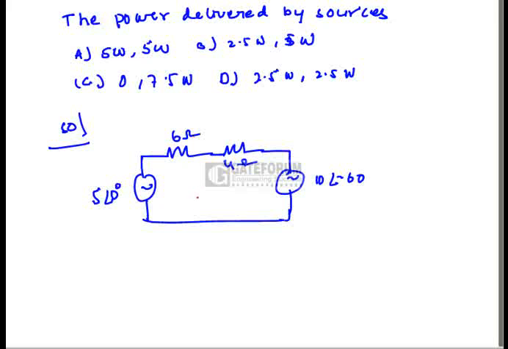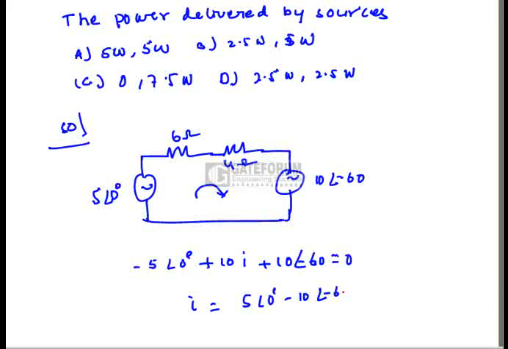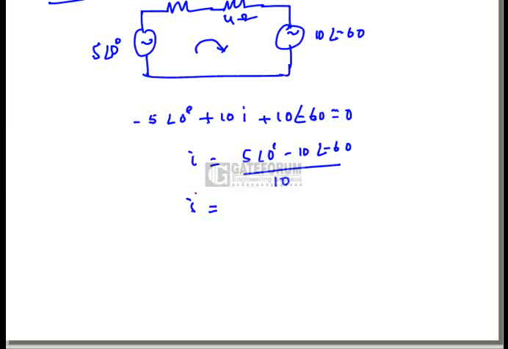Now next we have to find out the current. If I apply KVL here, minus 5 at an angle 0 degrees plus 10 into I plus 10 at an angle minus 60 degrees equals 0. Now we have to find I. I is 5 at an angle 0 degrees minus 10 at an angle minus 60 degrees, divided by 10. If we solve for I, we get approximately 0.866, an imaginary current, 0.866 j, right? Now this is the current.